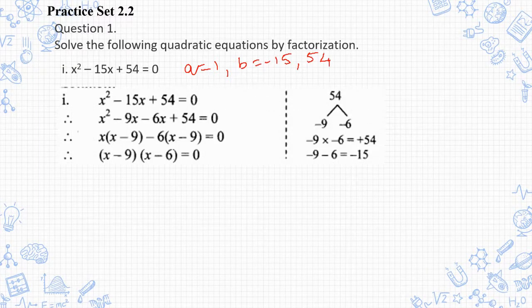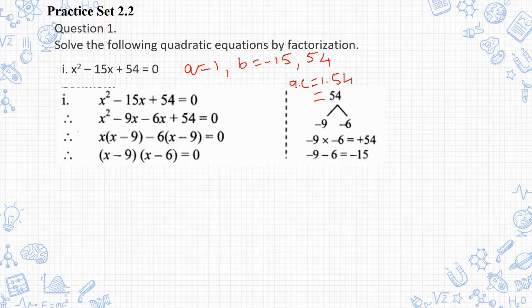Now what we have to do first is multiply a and c. So a is 1 and c is 54, and 1 into 54 will give you 54 itself. Now 54 we have to split into two such numbers that after multiplying those two numbers I get 54, and after adding or subtracting I should get the middle term. In this case the middle term is minus 15x. So I have to get two such numbers that after adding or subtracting I should get minus 15.